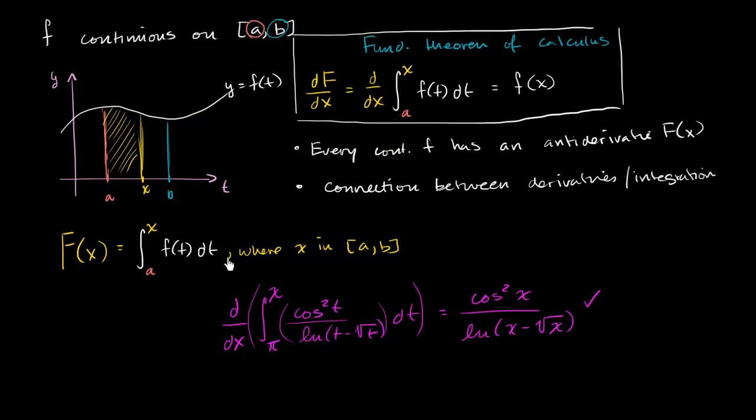Let me make it clear. In this example right over here, this was lowercase f of t, and now it became lowercase f of x. This right over here was our a. And notice, it doesn't matter what the lower boundary a actually is. You don't have anything on the right-hand side that is in some way dependent on a.